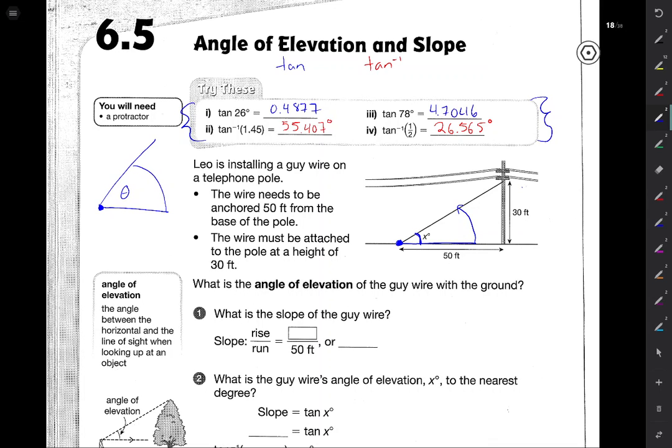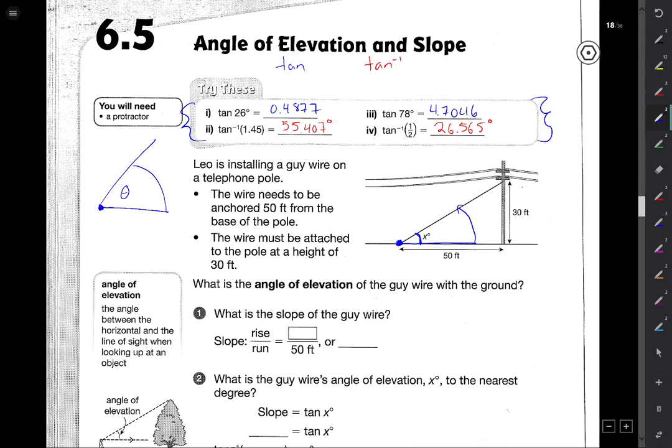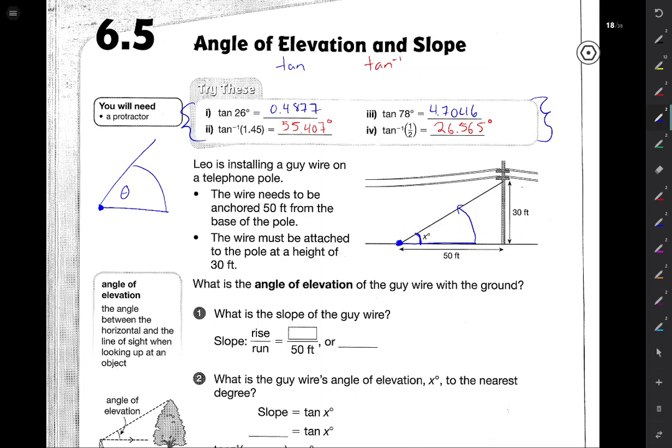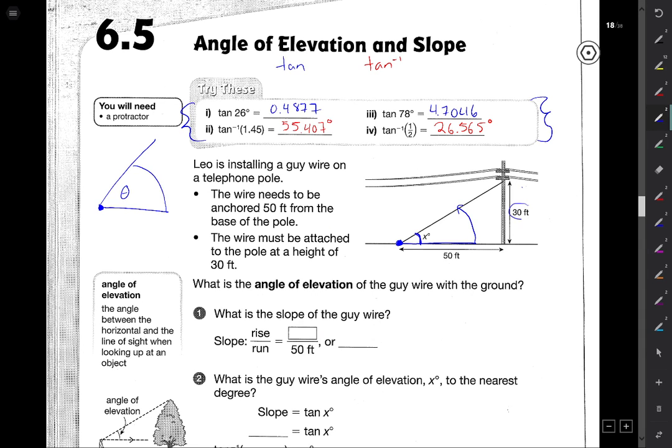To find this angle of elevation, really all it is is trigonometry that you should have done in grade 10 last year. But when we're doing this trigonometry, we're using slope. We're doing rise over run. Our first step is to find the slope of this line. Remember, rise is going up and down. The rise here is 30, and the run is 50. If we do 30 divided by 50 on our calculator, we will get 0.6.